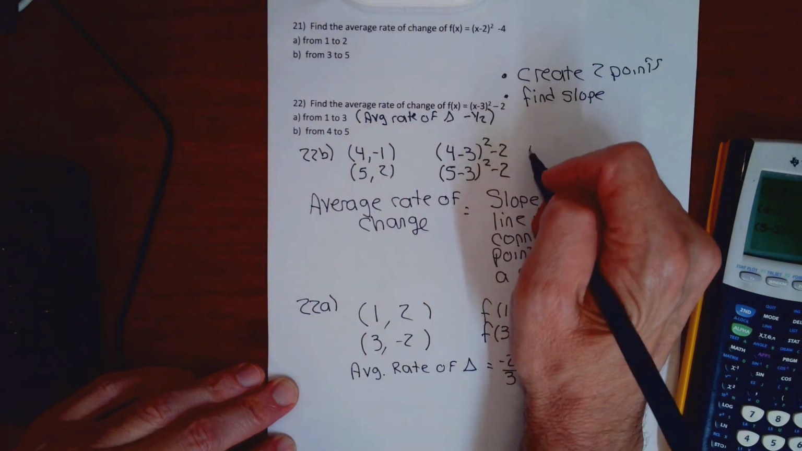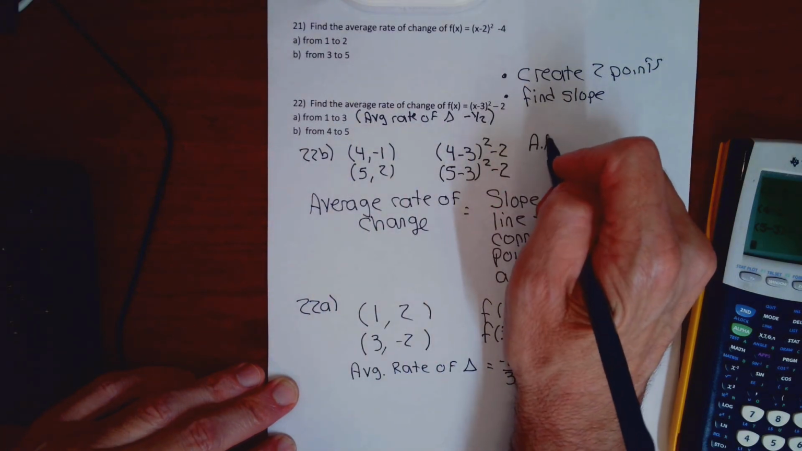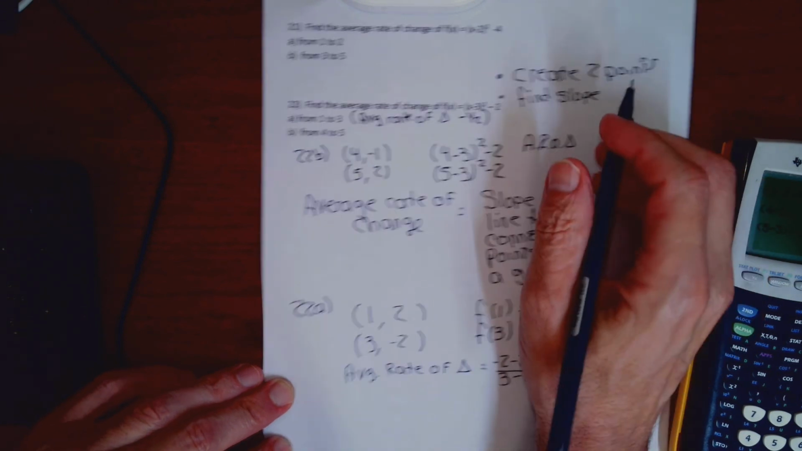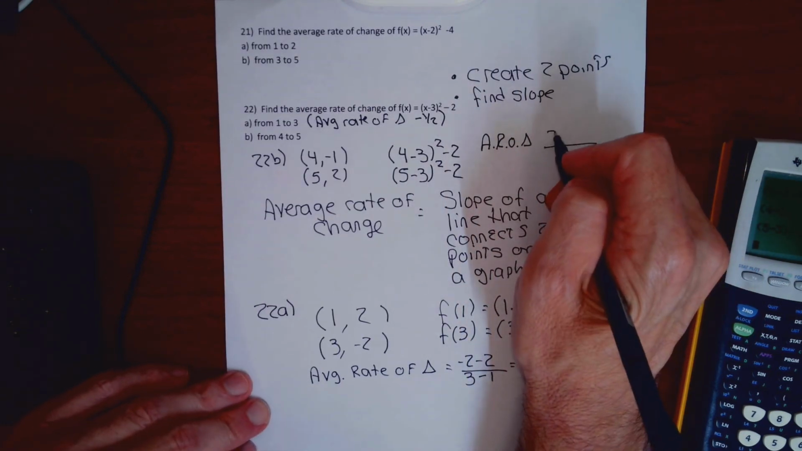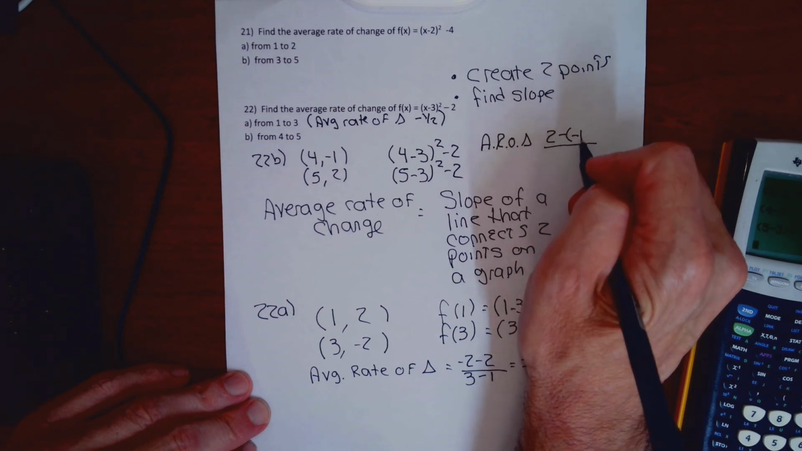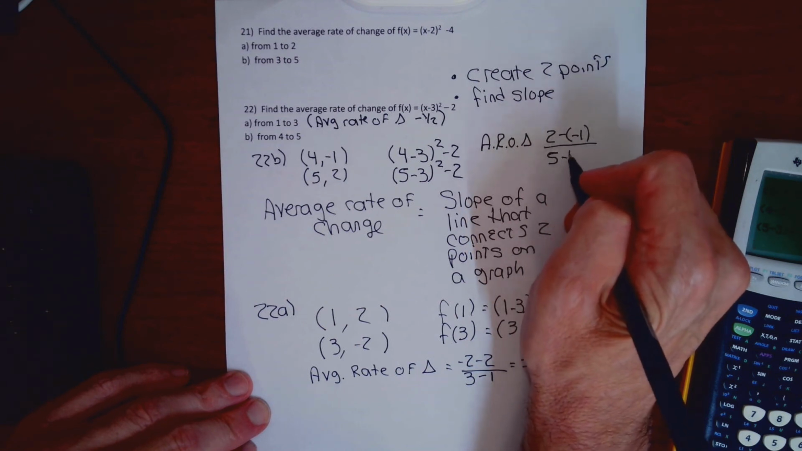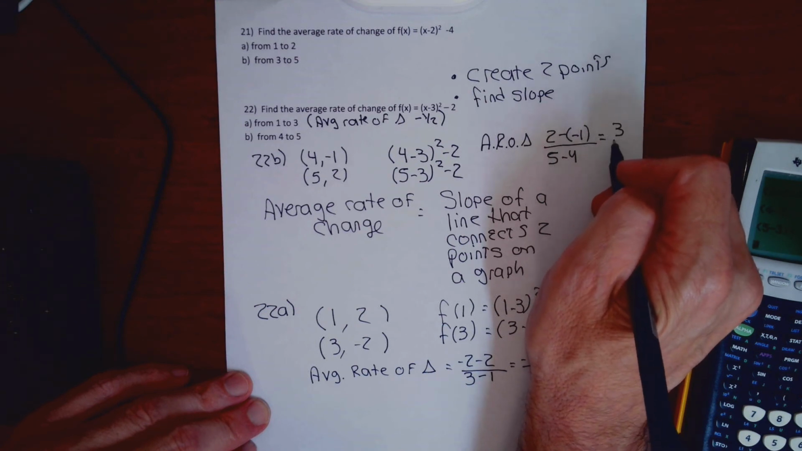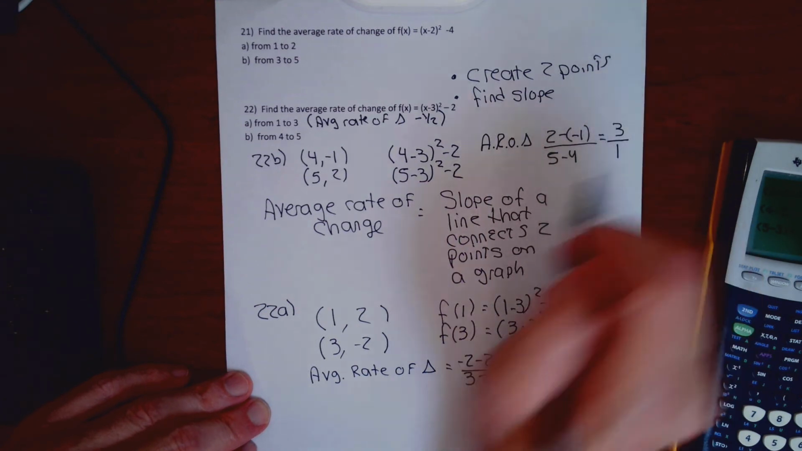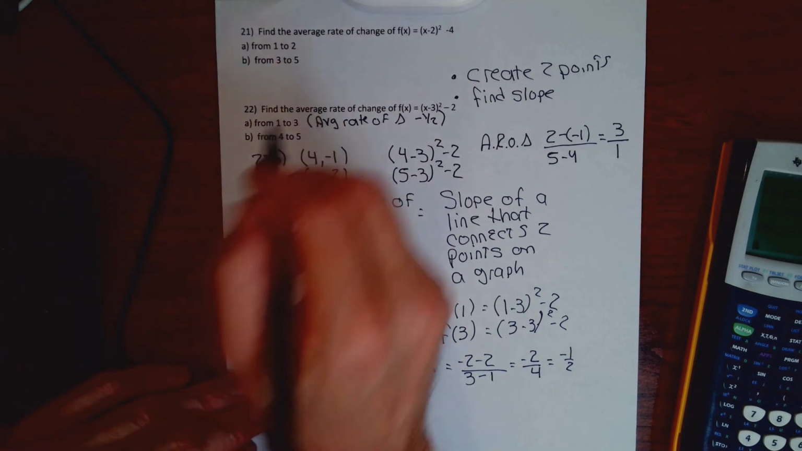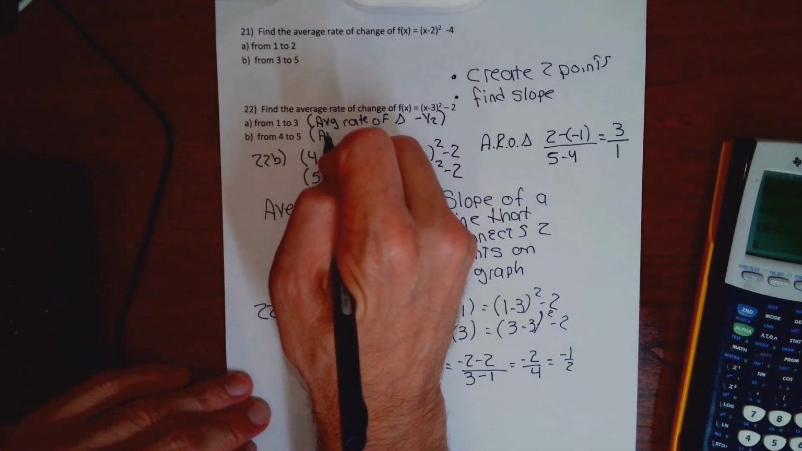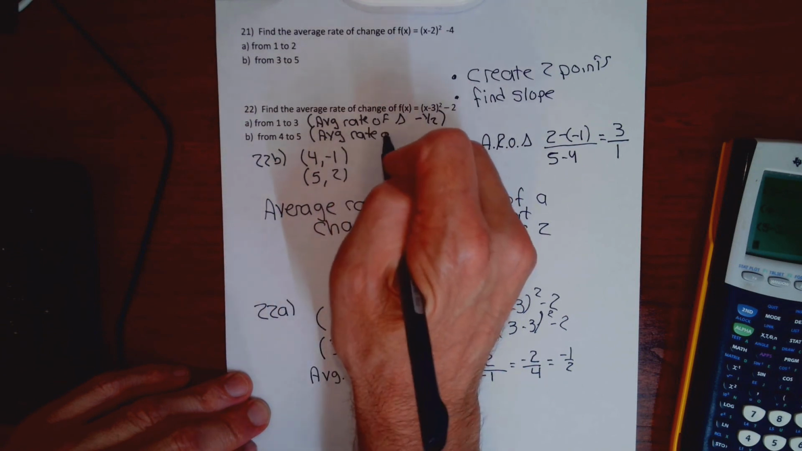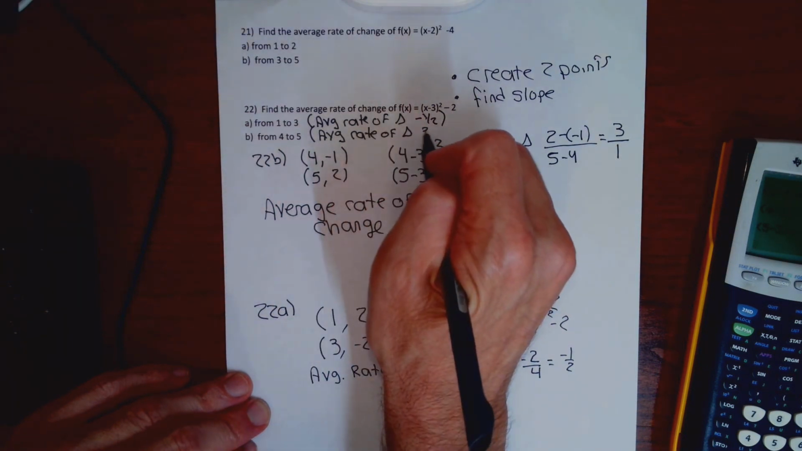So my average rate of change is going to be 2 minus negative 1 over 5 minus 4. The double negative in the numerator becomes 2 plus 1, and I get 3. 5 minus 4 gives me 1. The average rate of change for part B is just going to be the number 3.